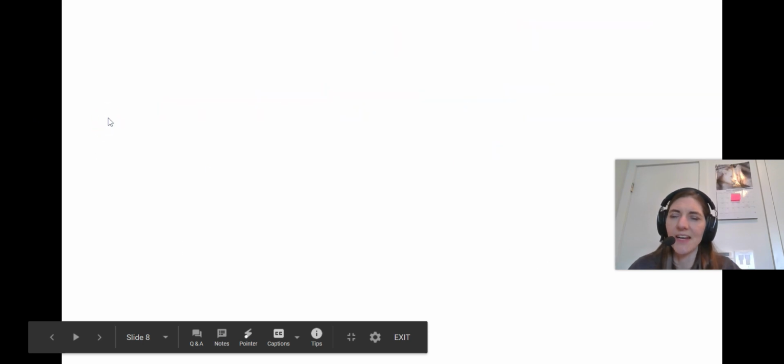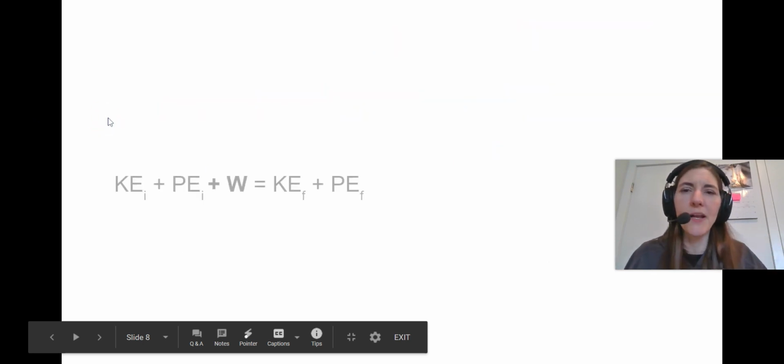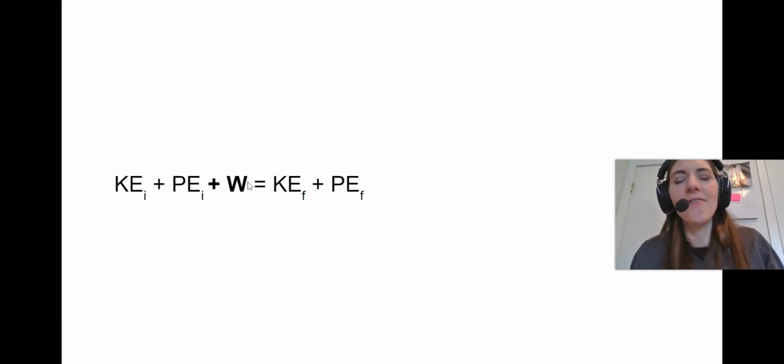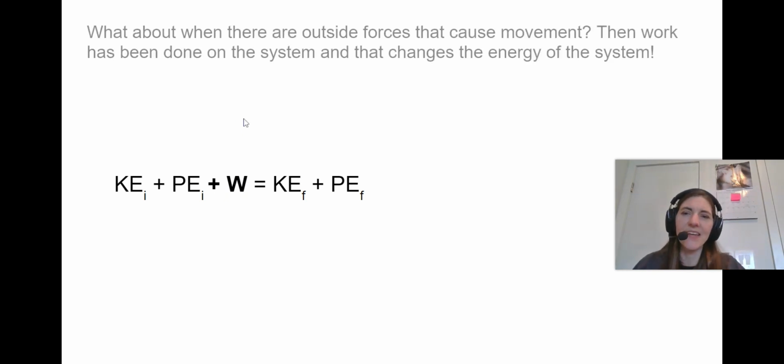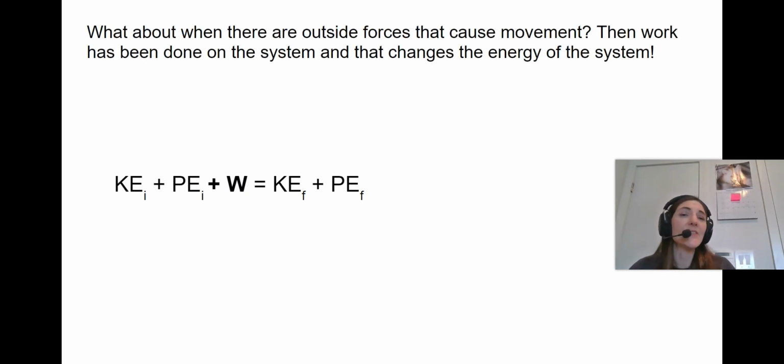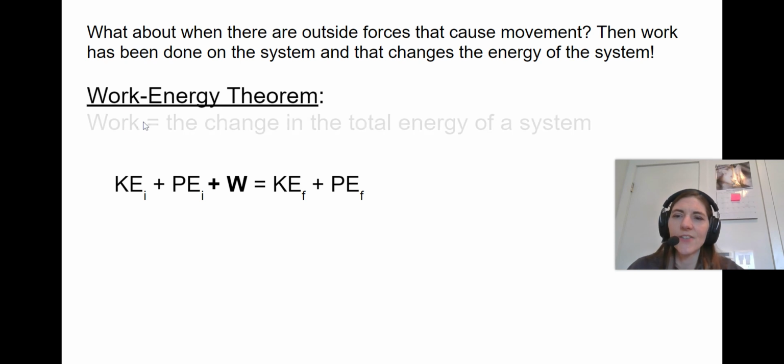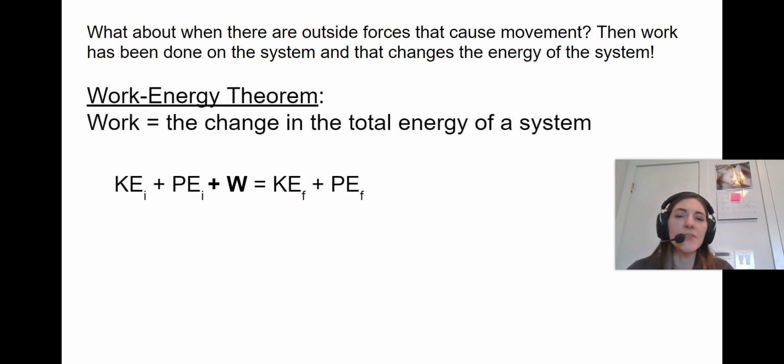All right. So let's talk about what happens when there's work. Oh no, I've added work. Okay. So what about when there are outside forces that cause movement? Then work has been done on the system and that changes the energy of the system. So work, aside from being a force times a distance, is the change of energy in a system. So the work energy theorem is that work equals the change in the total energy of a system.